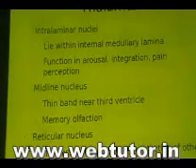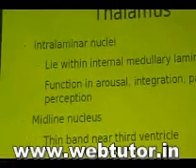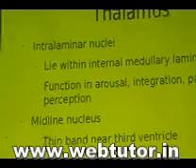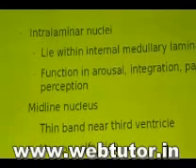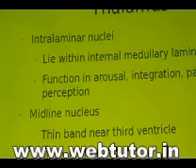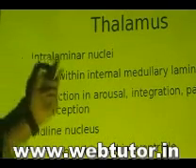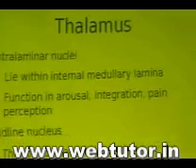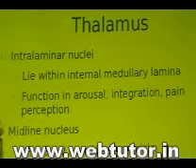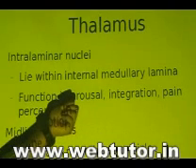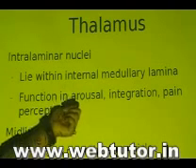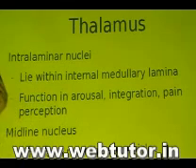Okay? Those were the 4 and these were the 3 remaining major groups of nuclei. Intralaminar nuclei, those Y-shaped structures, white bands. Even within them there are small cell bodies. They make your intralaminar nuclei. They lie within the internal medullary lamina, and they function in arousal from sleep. Alright? When you are sleeping, you have to get up, right? That function is done by your intralaminar nuclei. Also integration and pain perception.